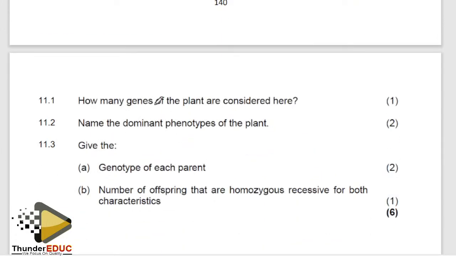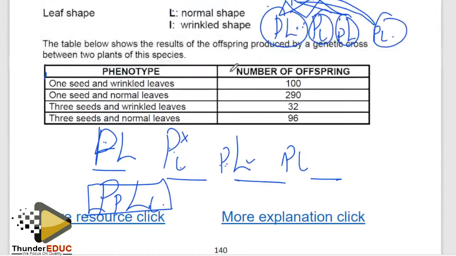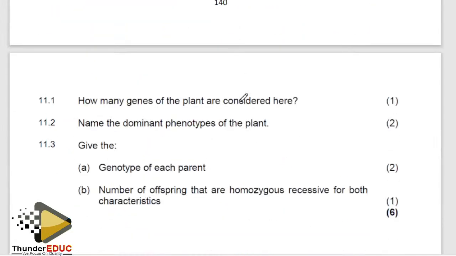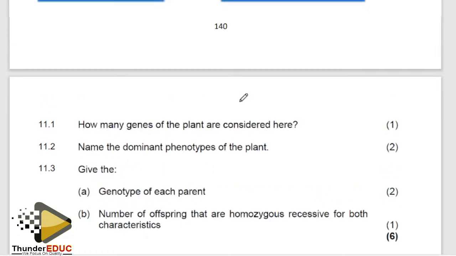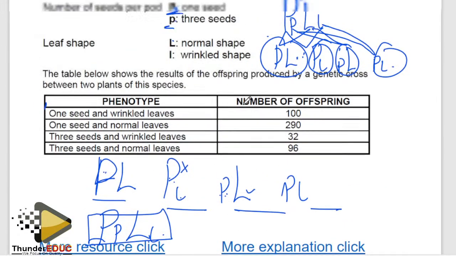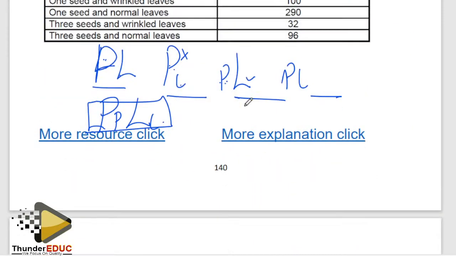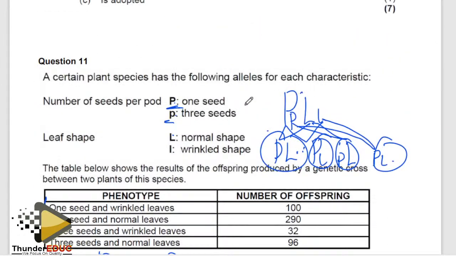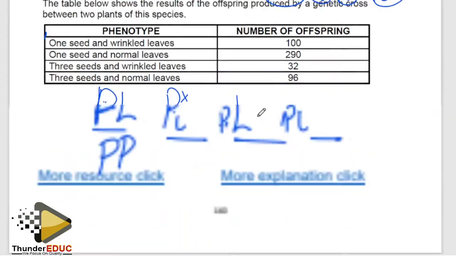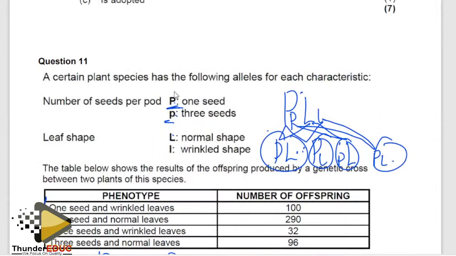How many genes control? Once you see the dihybrid, then there are two what? How many genes? There are 2 genes. Dihybrid is controlled by 2 genes. How many alleles? In most cases, there are 4 alleles. You'll find out the capital letter and the small letter. So depending on whether you see they are here, it's 1, 2, 3, 4. But there are 2 genes.